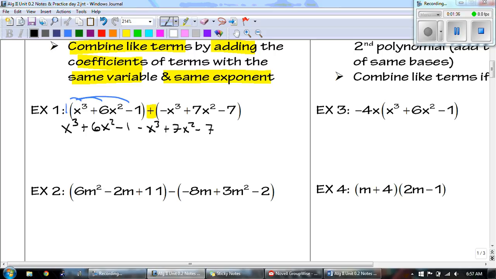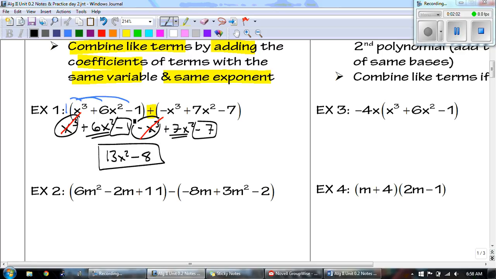Okay? And now we would combine like terms. My x cubed with my negative x cubed, those cancel. My 6x squared with my 7x squared gives me 13x squared. And then we have negative 1 with negative 7. So negative 1 minus 7 is negative 8. So we get 13x squared minus 8.